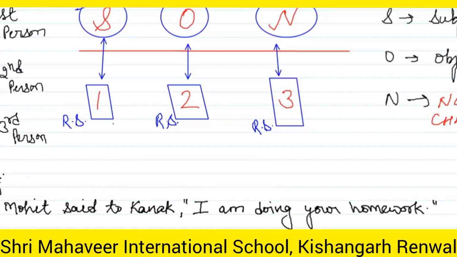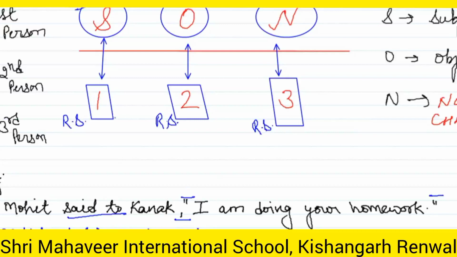So let's solve this with me. Mohit, allow me 1 second. Okay, here we go. Rule number 1 says said to will be converted into told. Mohit told Kanak. Rule number 2 says comma and inverted commas will be removed. Yes, we will do the same. Rule number 3 says to join reporting verb and reported speech we use that. So Mohit told Kanak that.